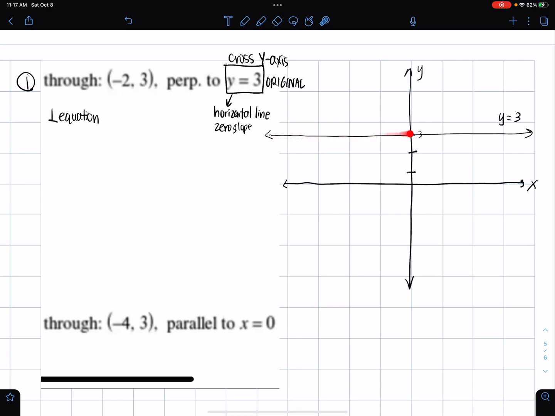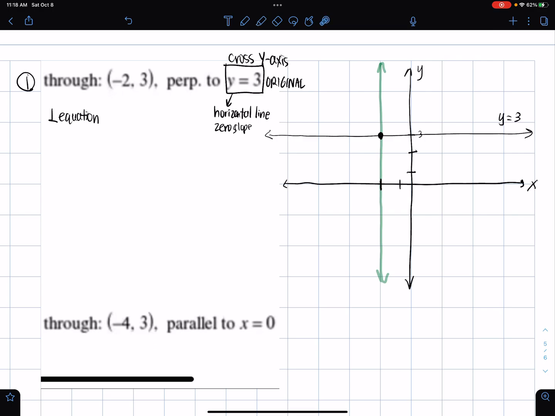So this is our original line, and we need to find the perpendicular line that goes through this point, -2, 3. So let's graph this, -1, -2, and this is -2, 3. So if this was the original line, now if it's perpendicular and goes through that point, it will be this green line that I just drew.